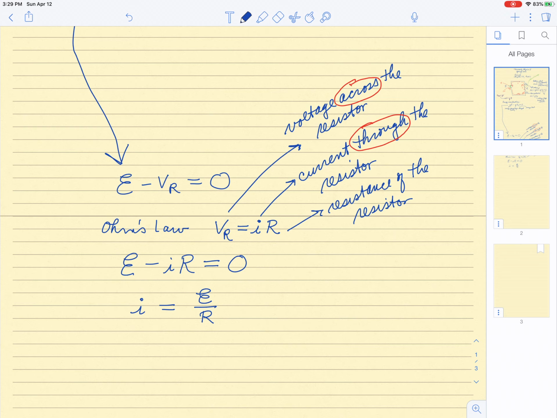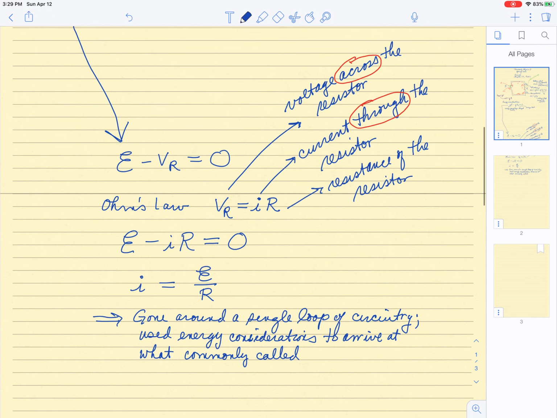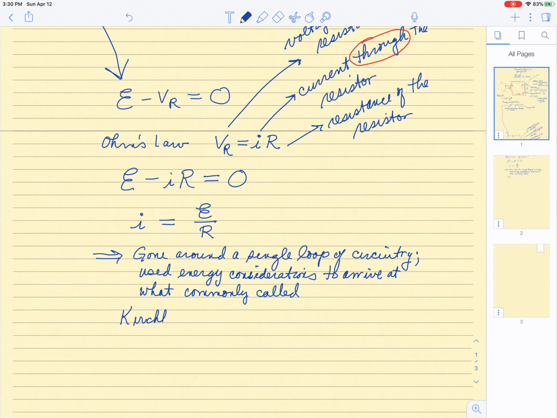So what we've done, to recapitulate here, is we've gone around a single loop of circuitry, and we've used energy considerations to arrive at what is commonly called Kirchhoff's loop law, or I prefer Kirchhoff's voltage law.